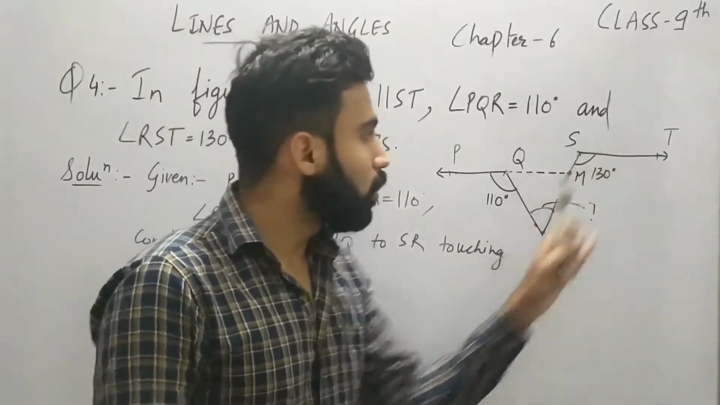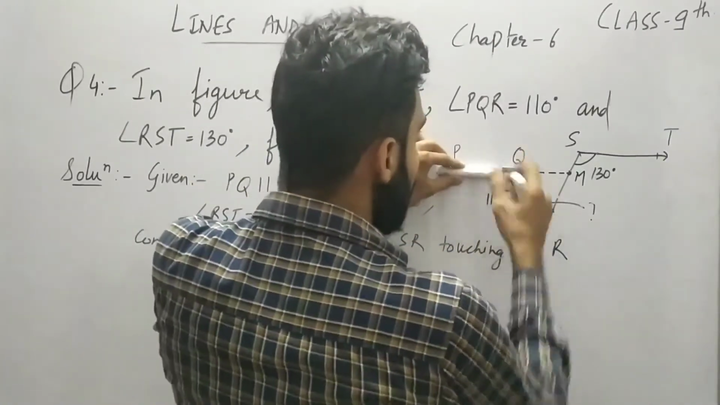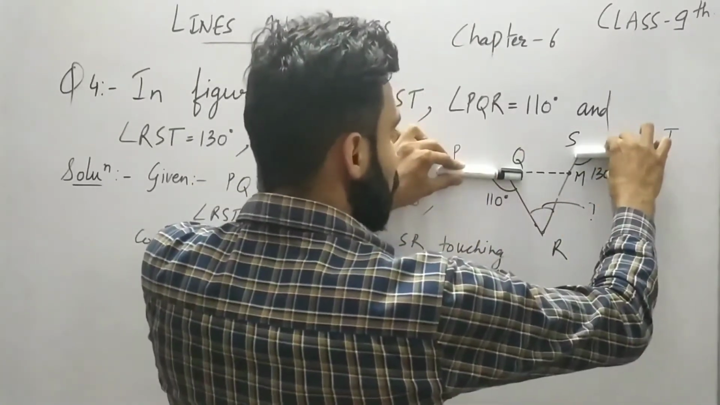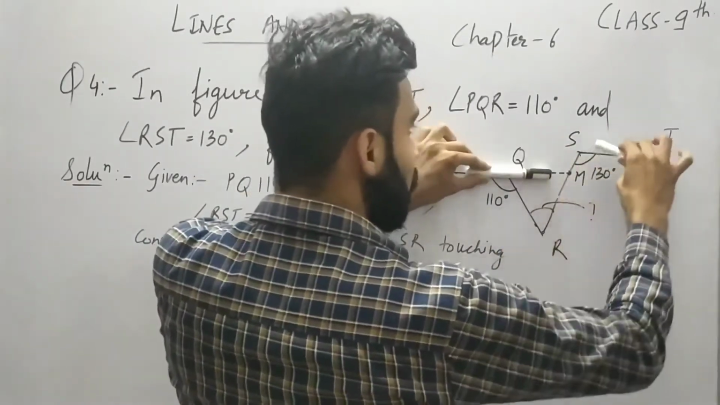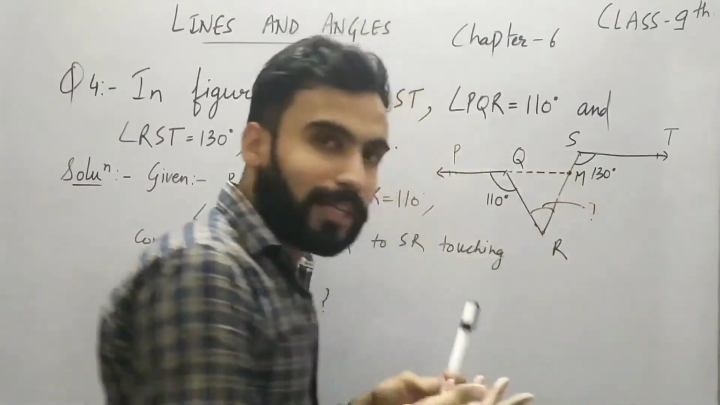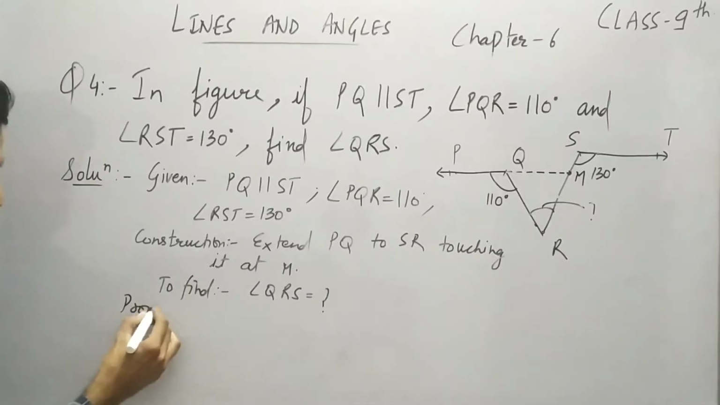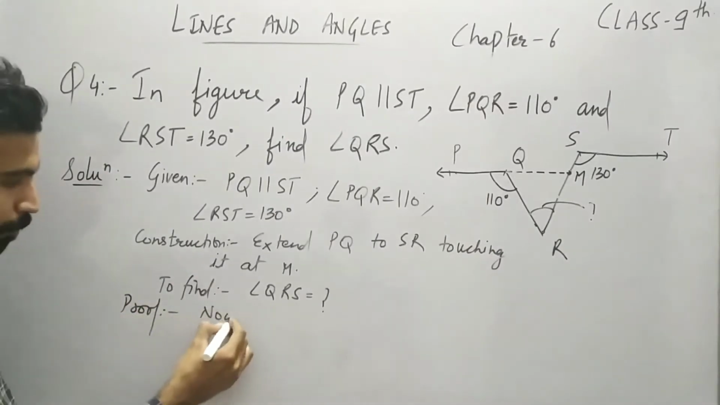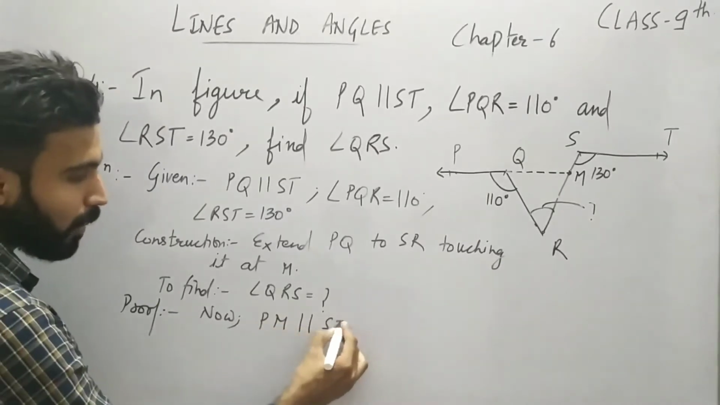Let me just make the question sign clear. Now the thing is, if you just observe that PQ was already given parallel to ST. So I have extended PQ to M. That means now PM is parallel to ST. It's clear? Because PQ and PM make no change. They are the same line, right? So I'm just starting the proof here. So now PM is parallel to ST.